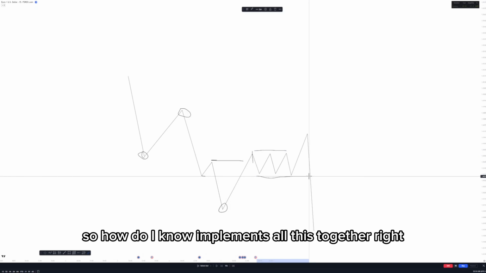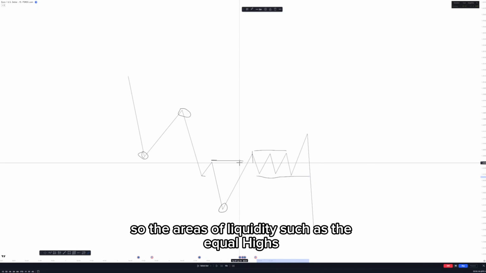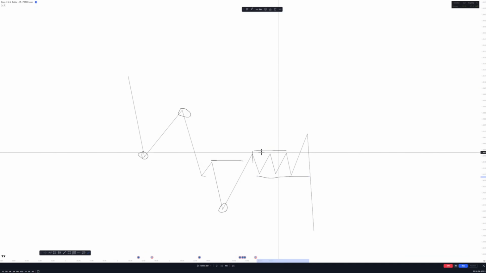So how do I implement all this together? First of all, understand my bias. We know we are clearly bearish. Secondly, look for my area of liquidity, such as the equal highs, old highs, and also a session's high. So we have this old high as an area of liquidity. We have the Asian high as an area of liquidity also.